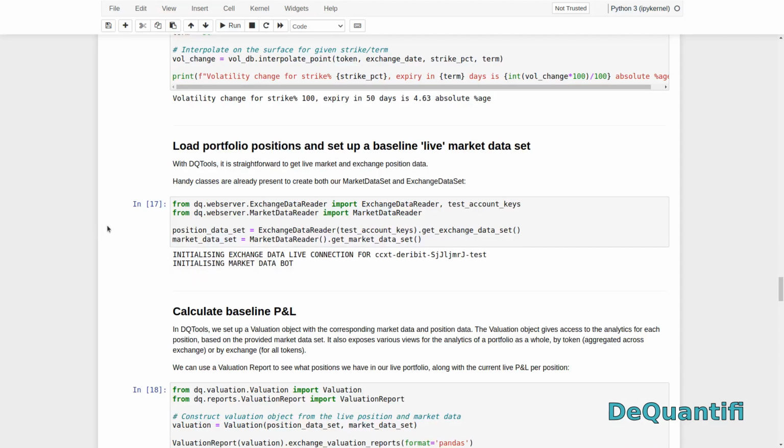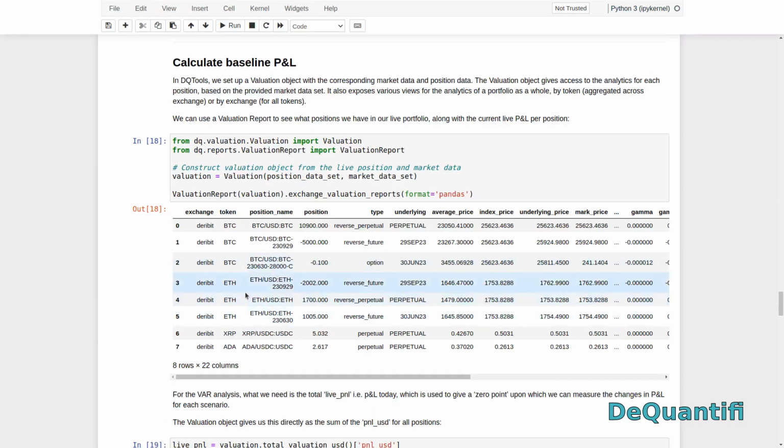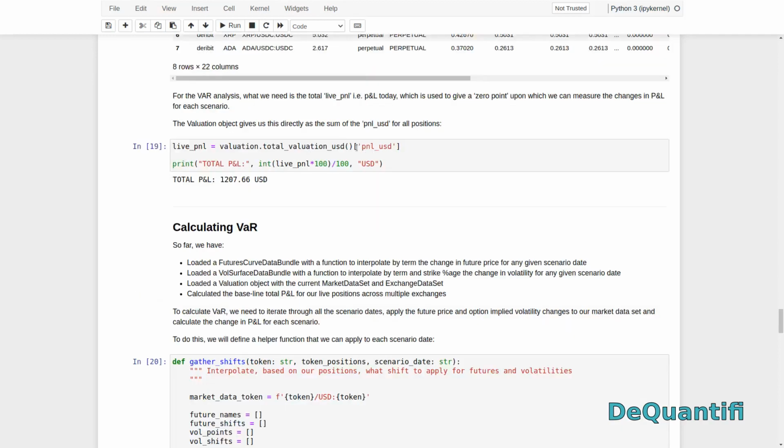Moving on to the current positions, that's really easy with DQTools. We have these exchange data reader and market data reader classes to do that for us. And we can combine those in the valuation object to get direct access to our portfolio and the P&L, risk figures, etc. This portfolio contained Deribit positions only, but DQTools covers multiple exchanges. Here we can see we have some options and some futures and some other products. The valuation object gives us direct access to the overall P&L for the portfolio as a whole, which we will need as the baseline for our VaR analysis.